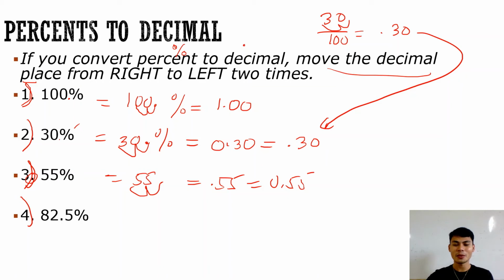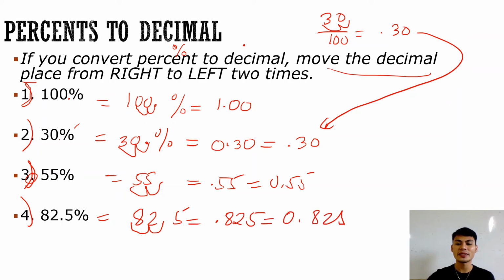82.5%. O see, here, sa 82.5%, pinakita na talagang decimal point. So, if that's the case, obvious na. Here, from right to left, 1, 2. Hence, 82.5% is 0.825. Ganyan.